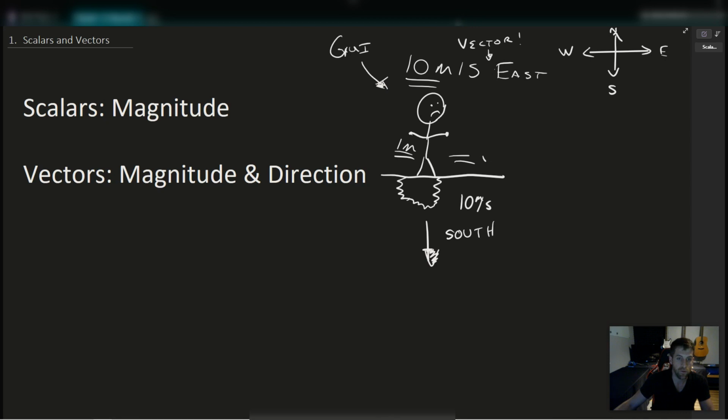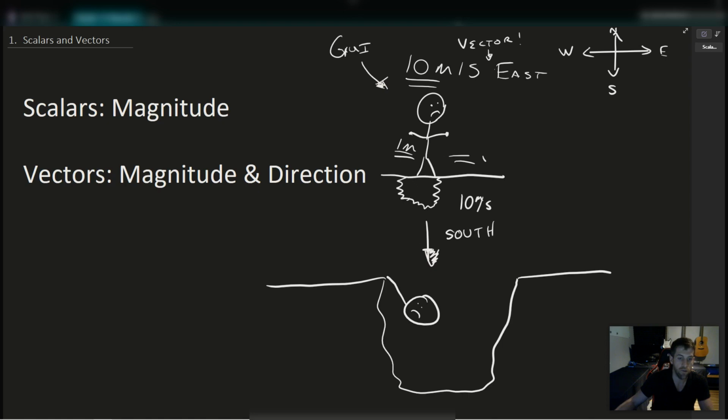Now, as Gui is going down 10 meters per second south, Gui's arm is still 1 meter long. This 1 meter arm is still a scalar. This arm did not become a vector, unless we say that the arm reached up or north. So let's have Gui down in his little cavern, and Gui reached up, at 10 meters per second north. We now made that arm a vector.